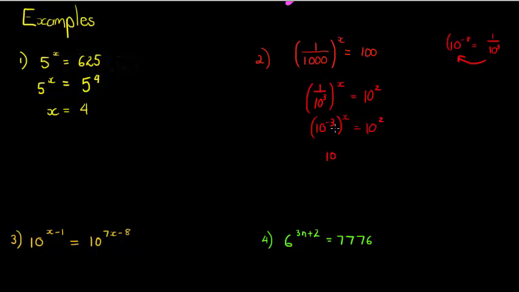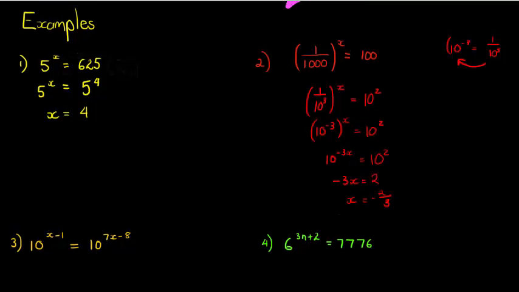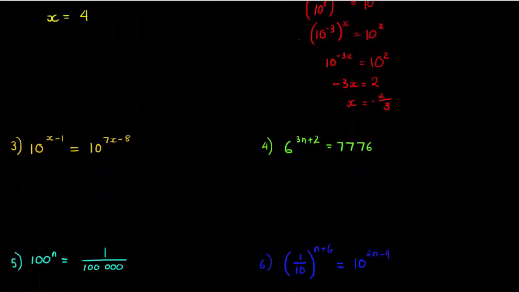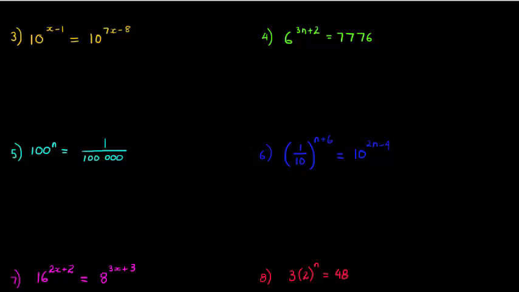Here I've got a power to a power. That means I multiply exponents, so that's negative 3x is equal to 2. Once I do have my bases the same, it is very simple from there. I only equate my exponents. Bases are the same, I equate exponents, and then I continue to solve my linear equation. That one was fairly difficult, I think, as difficult as the easy ones can get. Let's look at another one.